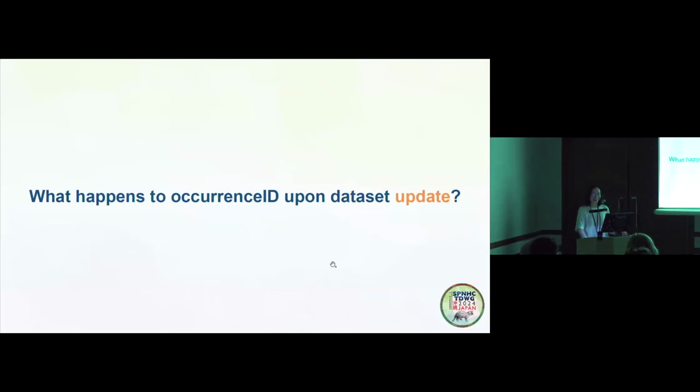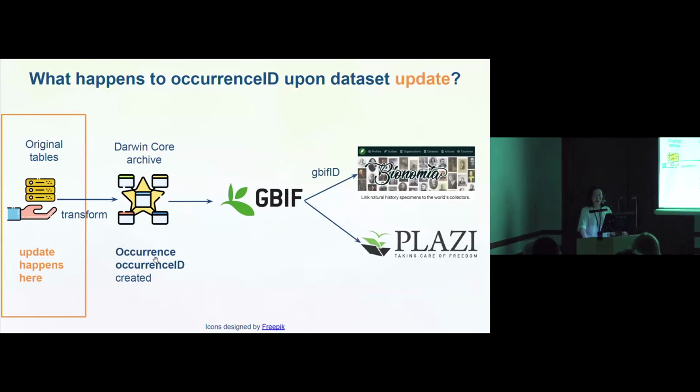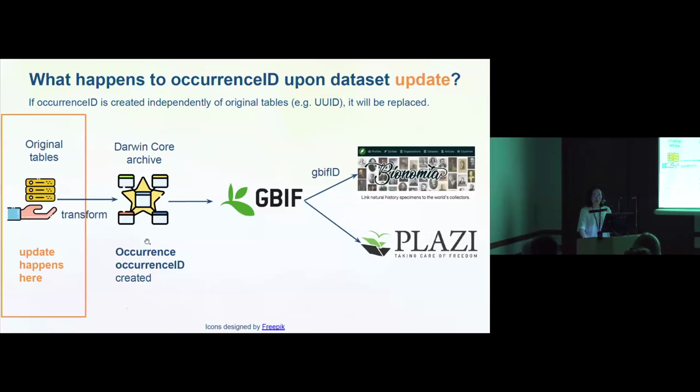Maybe. And I also wanted to talk about what happens to occurrence ID upon dataset update. Again, updates happen here because these are the tables maintained by our data providers. But occurrence ID is only created here in the second step. If there is no tracking mechanism in place, an occurrence ID that is created independently of the original table, for example, if we just put a UUID as occurrence ID at this stage, then every update will regenerate UUIDs for all of the records.